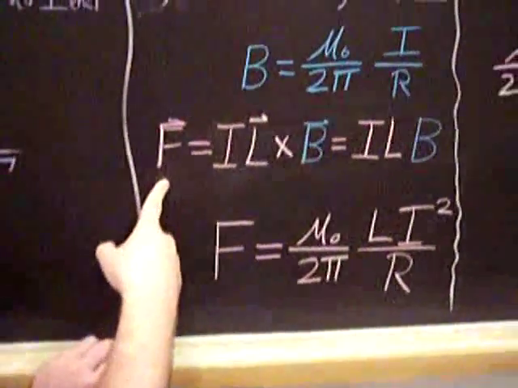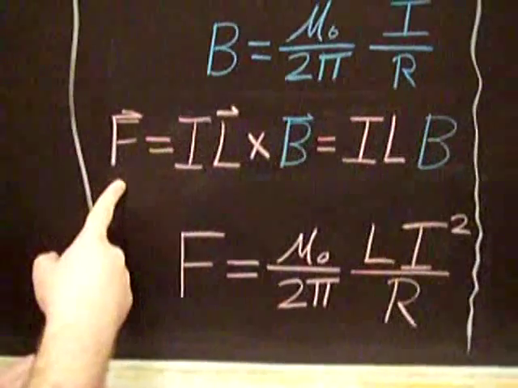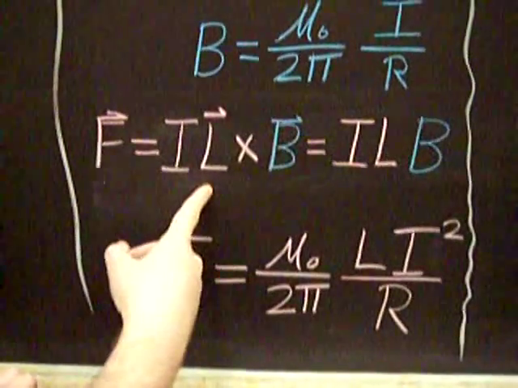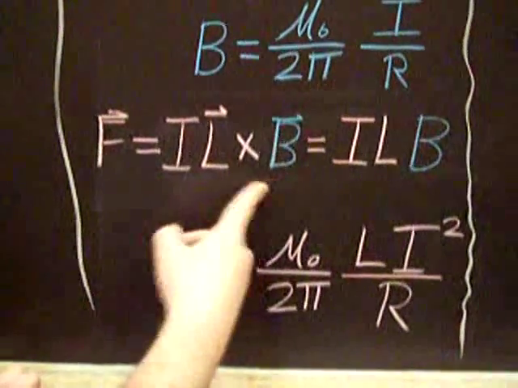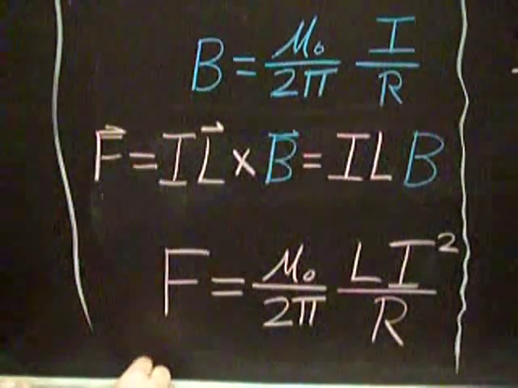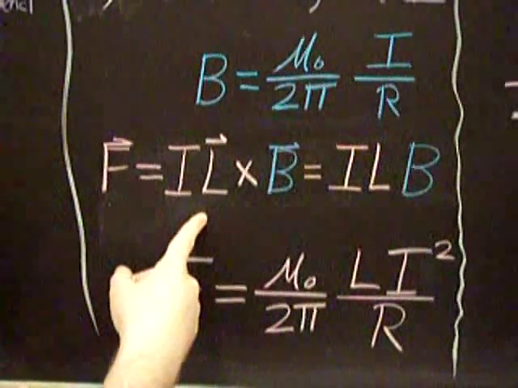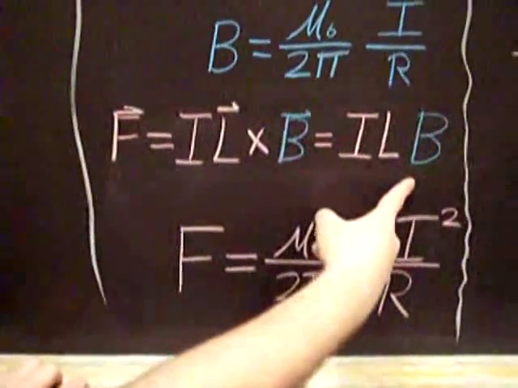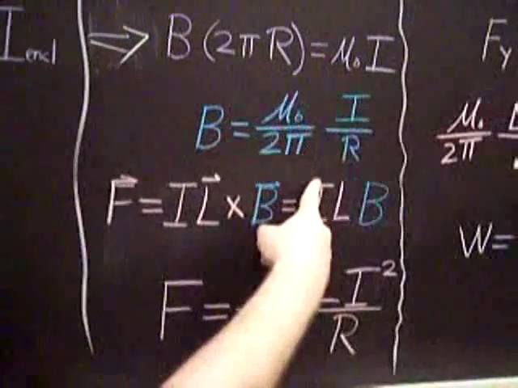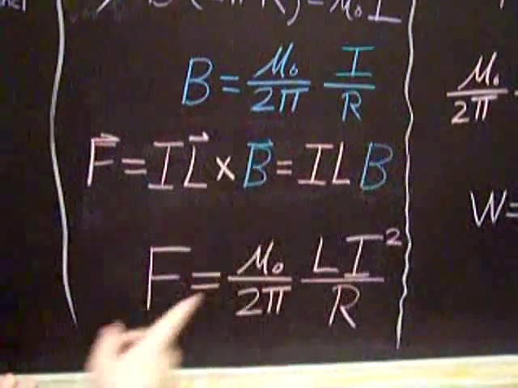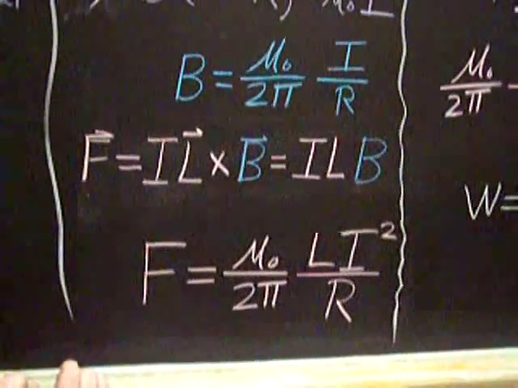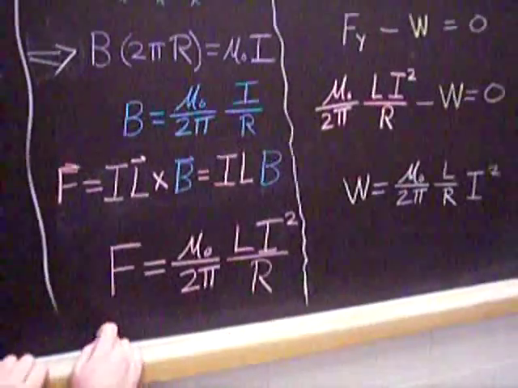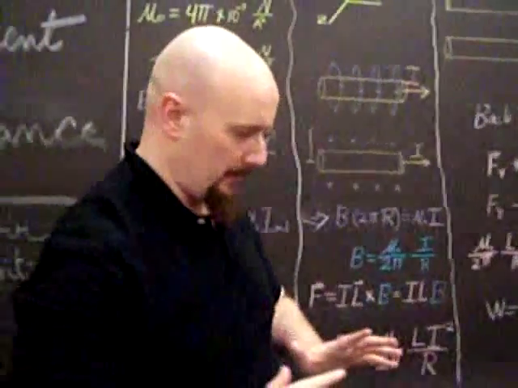All right, so the force produced by the magnetic field is determined by the cross product, I L cross B. Everywhere the magnetic field is perpendicular to the current, so it's just I L B. Then substitute that B in, and we find an expression for the magnetic force: mu0 over 2 pi times L I squared over r.